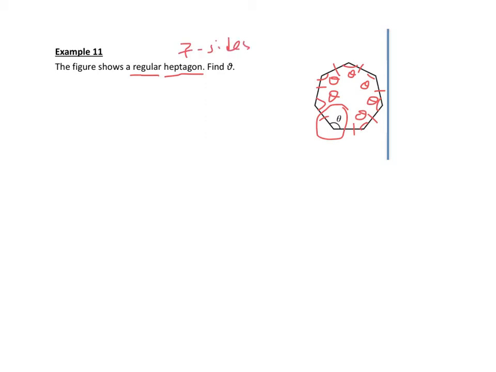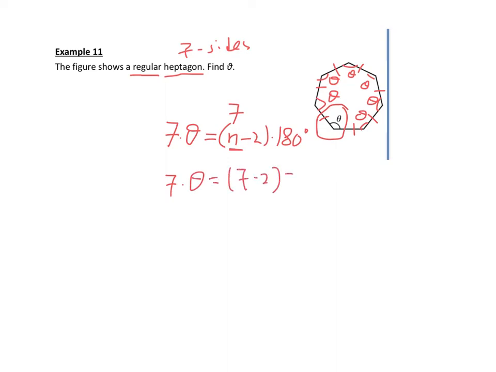polygon. So if we want to find theta, we can use the angle sum of polygon. All this theta, that is 7 times theta, which is the sum of these 7 angles, is equal to (n minus 2) times 180 degrees. And for the n, it means the number of sides of the polygon. For this heptagon, it has 7 sides, so n is 7. So we substitute the 7 into this equation, that is equal to (7 minus 2) times 180 degrees.